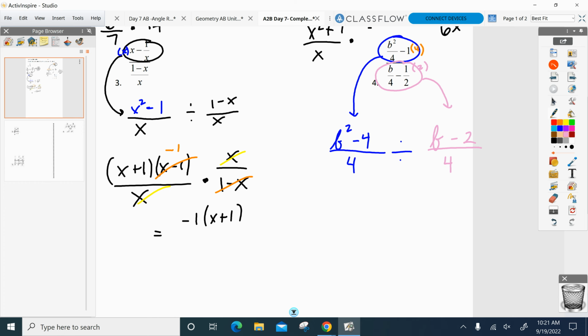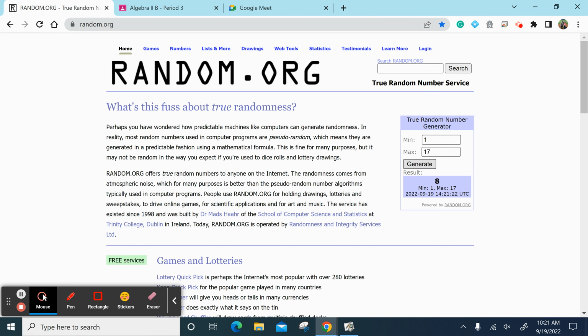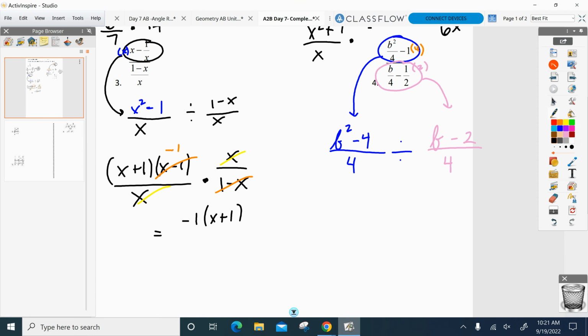All right, you know the deal with division now. Keep, multiply, flip. Keep, multiply, flip. Before we keep this one, b squared minus 4. Somebody take care of that for me. B squared minus 4 is b minus 2 and b plus 2. Great work. Over 4 times flip.